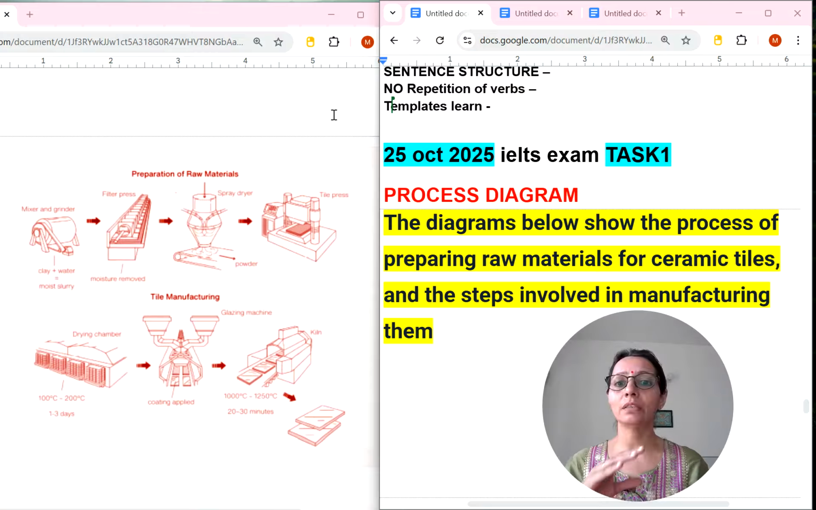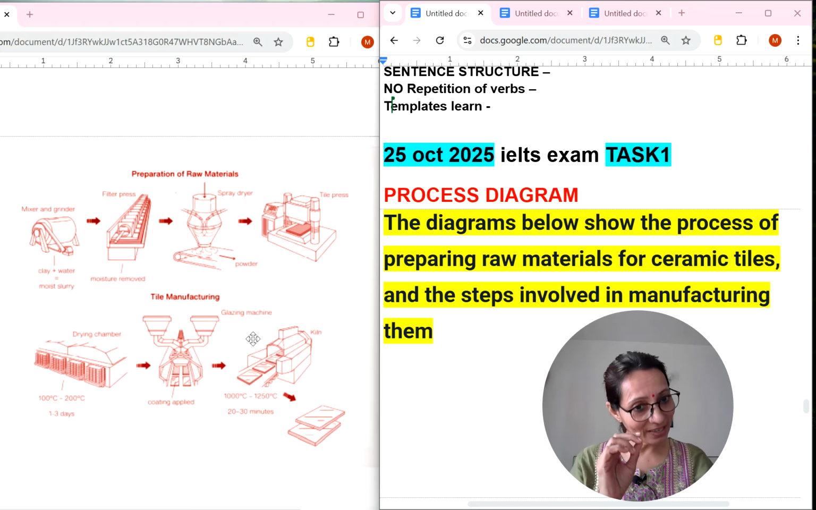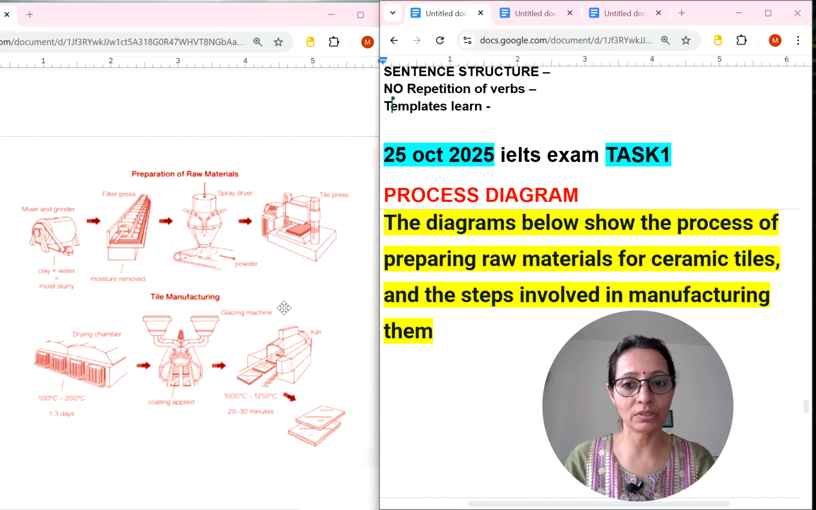But if I say there is no need to learn any extra vocabulary for Writing Task 1, specifically for the process diagram. And you can learn templates also. But for the process diagram, you don't need to learn any extra vocabulary. Only with the help of the words they have written on that diagram, we need to use only passive voice. Yes, only with the help of passive voice you can easily get 8 plus band scores in IELTS Writing Task 1.